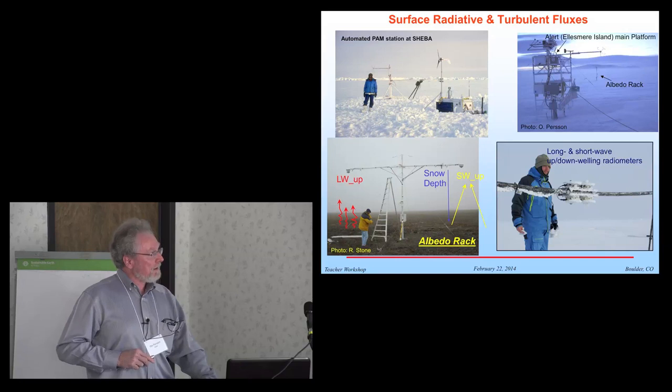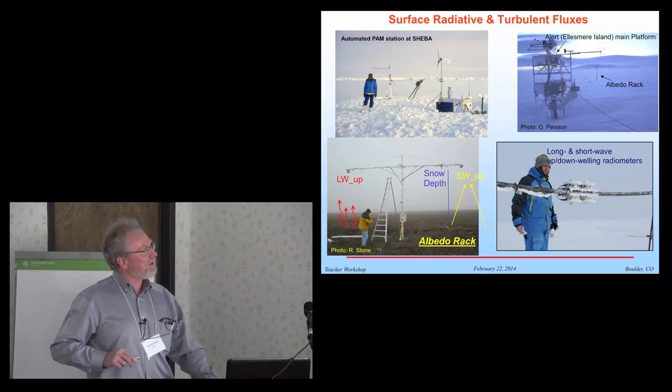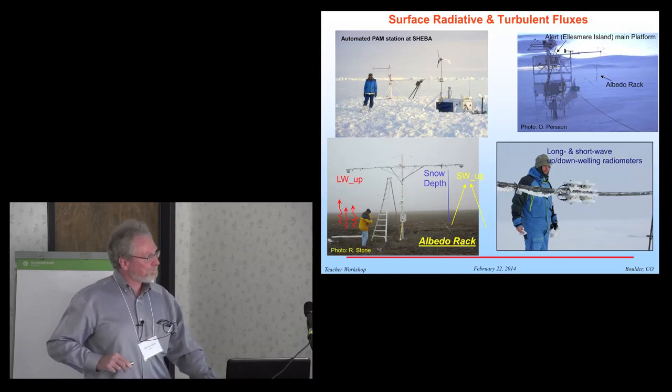Radiation, extremely important. I'm not sure. Oh, well, this isn't really radiation. This just shows an automated station measuring radiation and turbulence. But we also had to use some innovative power supplies, so wind energy and solar panels, to get power to our systems.